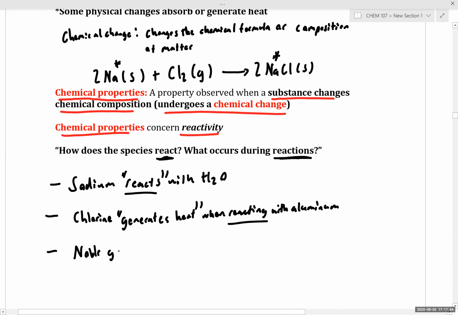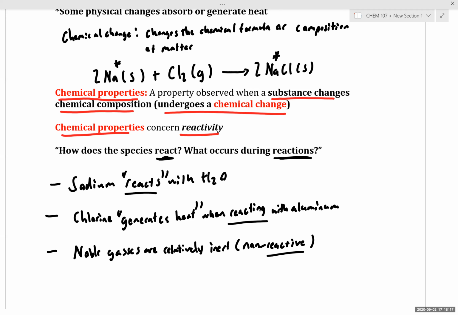So you may notice when we talk about chemical properties, what keyword do we see overwhelmingly? React, exactly. Chemical properties concern reactions. Okay, so we've seen chemical changes and chemical properties. Any questions on this? Any questions that I can address?